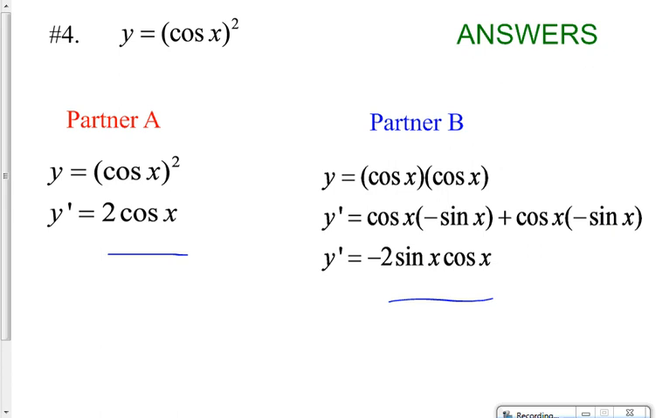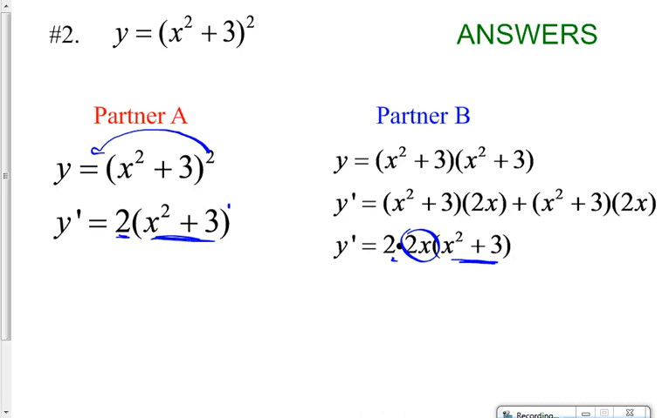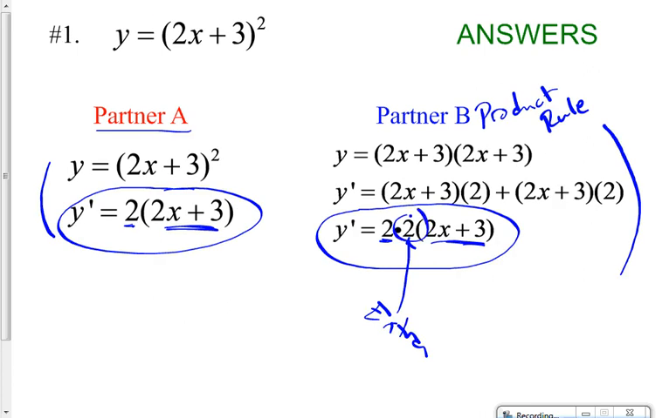Negative sine x is over here. And what is negative sine x relative to the original equation? It's the derivative. What's 6x squared plus 3 relative to the original equation? It's the derivative of the inside. What is 2x relative to the original equation? It's the derivative of the inside. You know what the next answer is going to be, guys? What's 2 relative to the original equation? It's the derivative of the inside.